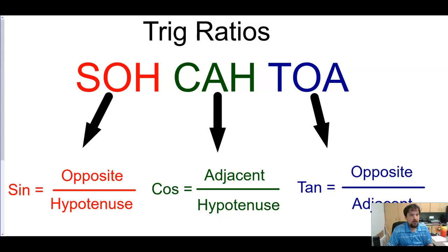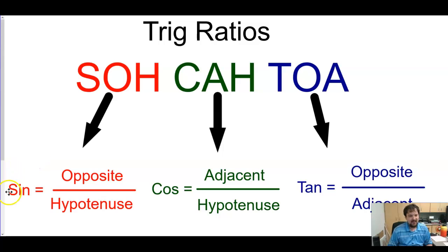Alright, trig ratios. To begin, we're going to learn a little saying that's going to help us remember these trig ratios. And that saying is SOHCAHTOA. It helps you remember how to find the sine, cosine, and tangent of a right triangle. So if we look right here, the first is SOH.